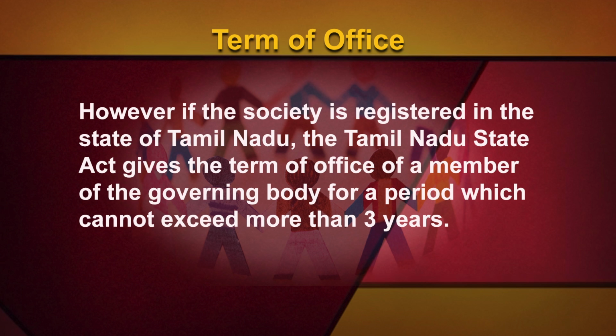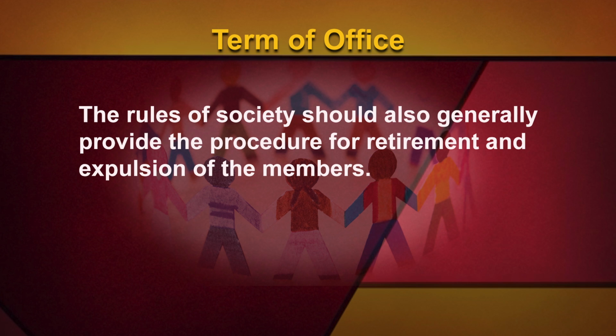Term of office. Generally, the term of office of the members of the governing body is given in the rules of the society. However, if the society is registered in the state of Tamil Nadu, the Tamil Nadu State Act gives the term of office of a member of the governing body for a period which cannot exceed more than 3 years. The rules of society should also generally provide the procedure for retirement and expulsion of the members.